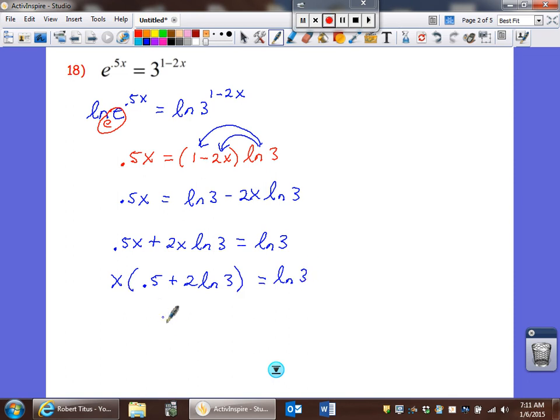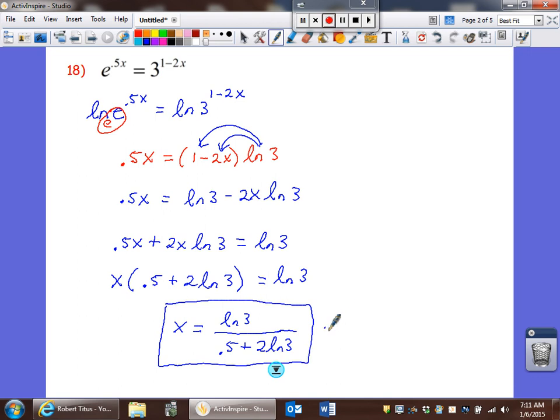We're going to get x by itself, which means we're going to divide off everything that's in the parenthesis and put it underneath this side. So the final answer, the exact answer for x, turns out to be the natural log of 3 divided by, and then we're going to put this in the denominator, 0.5 plus 2 natural log of 3. Now this is considered to be your exact answer.